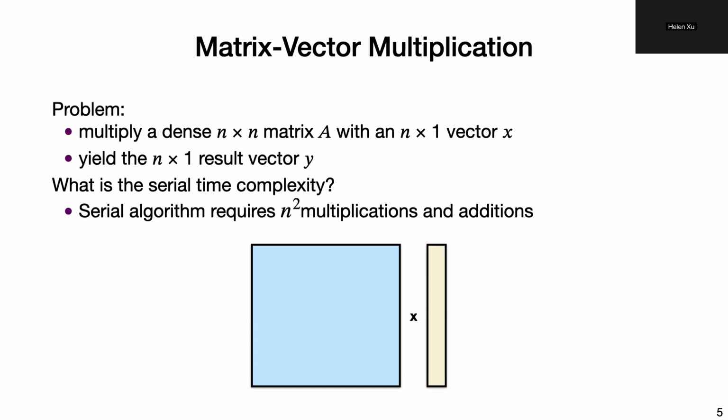And so every entry in y is the dot product of one row of A and the entirety of x. So we're going to do this, and then the second row is like this and that, and so on. And the serial time complexity is n squared because every entry in A gets multiplied with something in x. Actually, the reverse is also true: every entry in x gets multiplied with multiple things in A. It's like in the dot product, every column touches the same element in x.